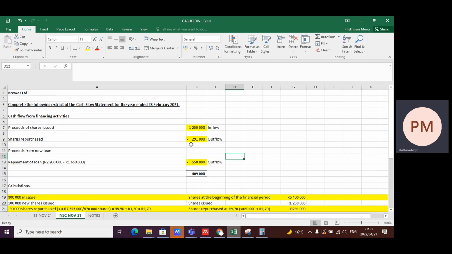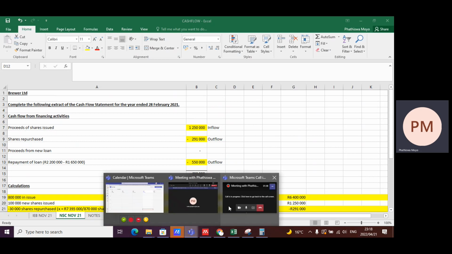Share repurchases, we always put them as a minus because it's an outflow. Proceeds from a new loan, we put them as a plus because we're getting money in, it's an inflow. Repayment of a loan, it's an outflow, we're paying. Proceeds on share issues, you know the drill. Then inflow, we're getting the money in.